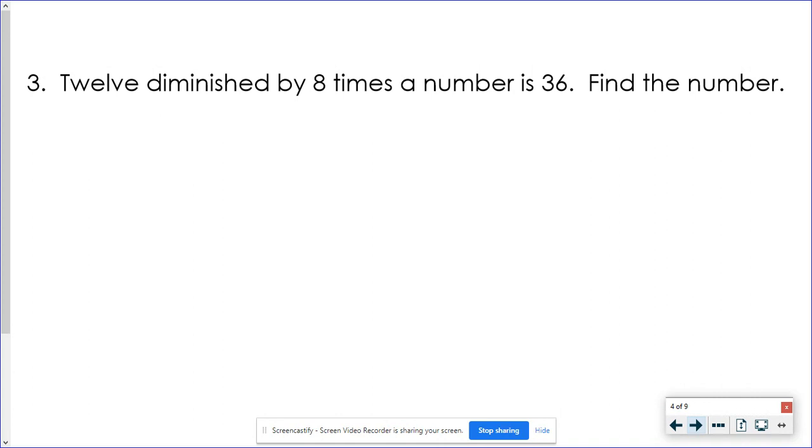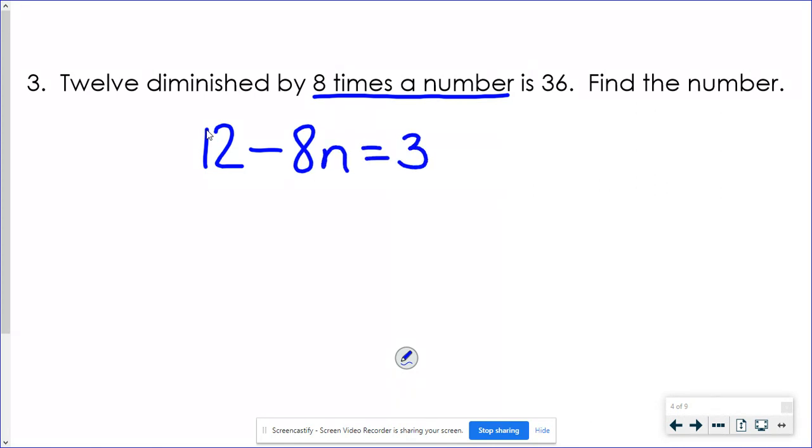For the third example, we've got another new word. It says diminished by, 12 diminished by. Diminished is just another way of saying subtraction, but this is not like less than where we had to change the order. 12 diminished by is like 12 take away, so 12 minus 8 times a number, that's just 8n, is 36. When you solve this one, and again, if you want to just pause the video, solve it, and then check your answer at the end, that's fine.